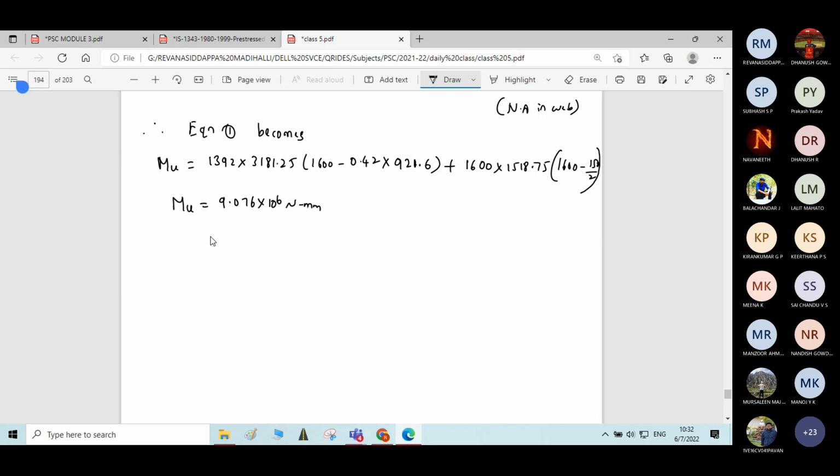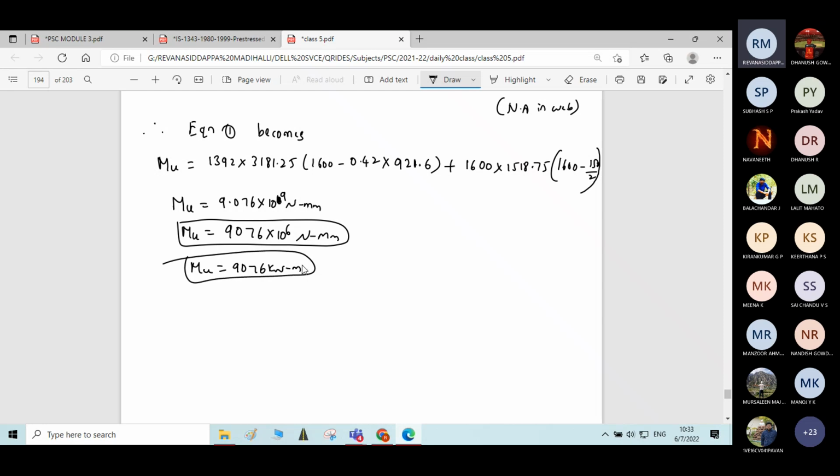Okay. Sorry, into 10 power 9. You can rewrite this value as 9,076 into 10 power 6 Newton millimeter. In terms of kilonewton meter, Mu is equal to 9,076 kilonewton meter. Okay. This completes the problem.